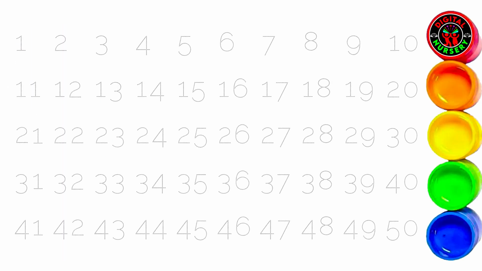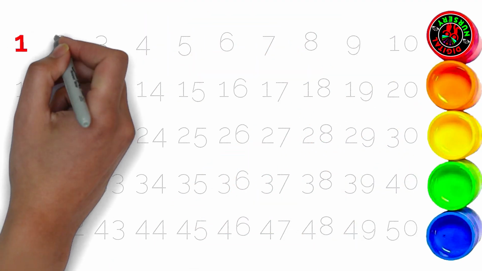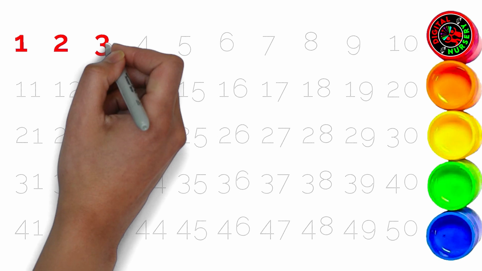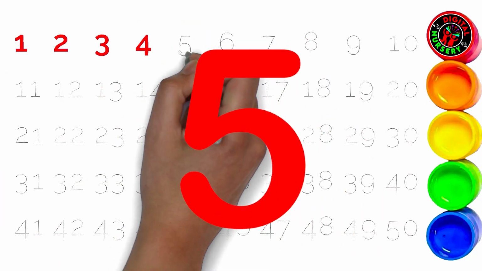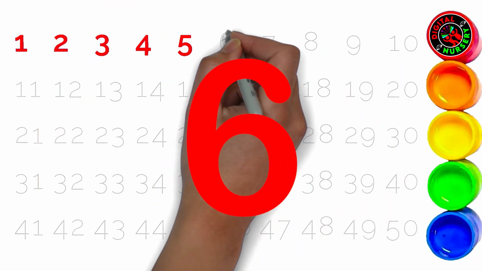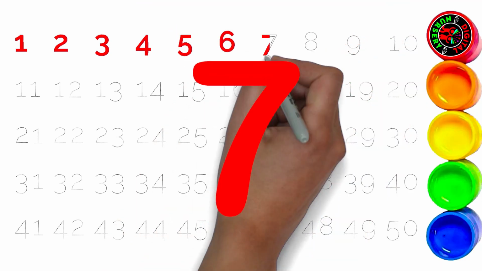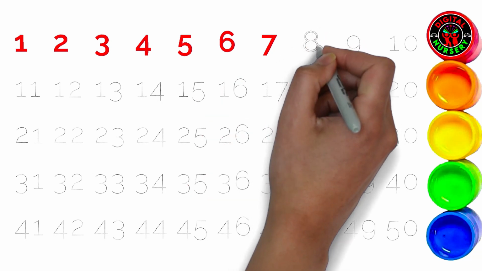Let's start. 1. Let's write 1 in red color. 2. Let's write 2 in red color. 3. Let's write 3 in red color. 4. Let's write 4 in red color. 5. Let's write 5 in red color. 6. Let's write 6 in red color. 7. Let's write 7 in red color. 8. Let's write 8 in red color.